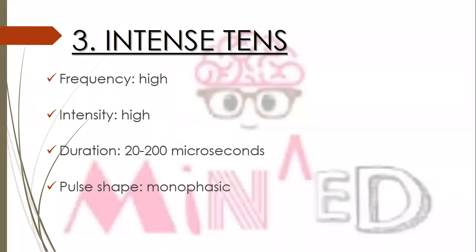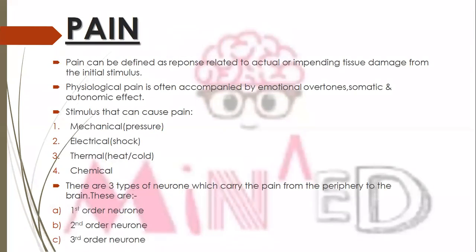Okay, now if you go to the next slide, what is pain is mentioned. What is pain? You can say pain can be defined as the response related to an actual or impending tissue damage from the initial stimulus. Pathological pain is often accompanied by emotional overtones, somatic and autonomic effects. So if you have a pathological pain, that may be due to emotional overtones, or somatic or autonomic nervous system effects.